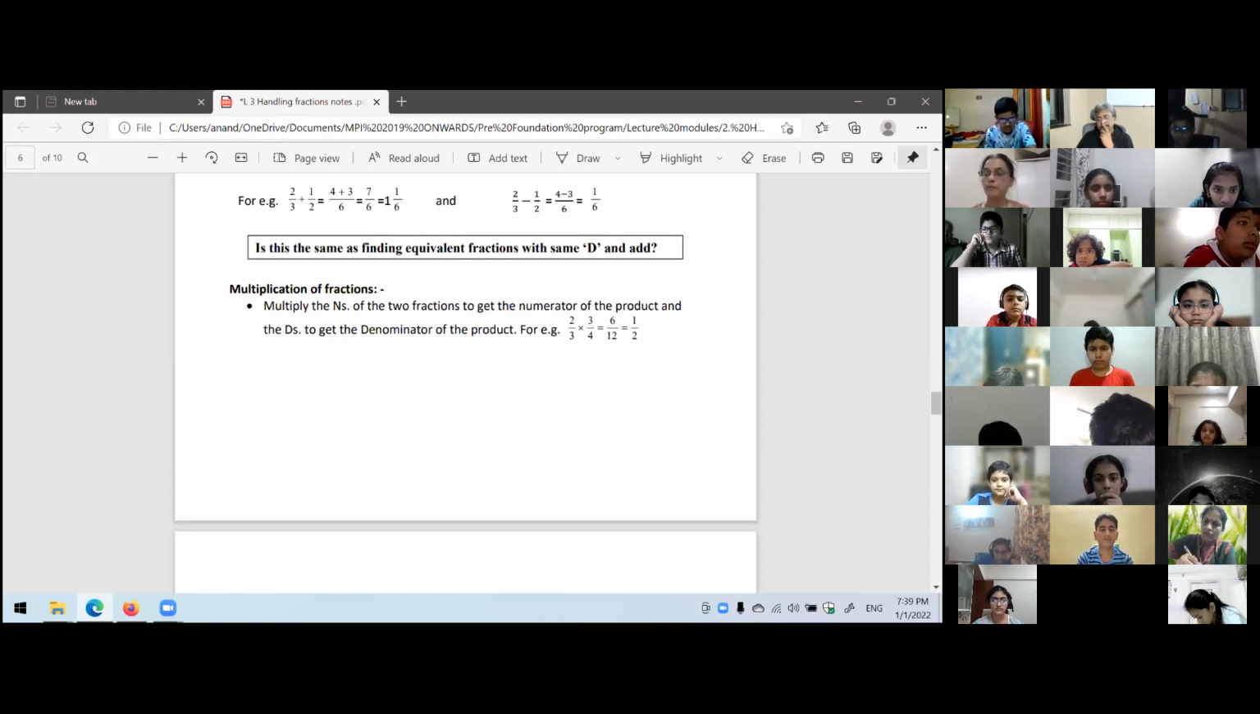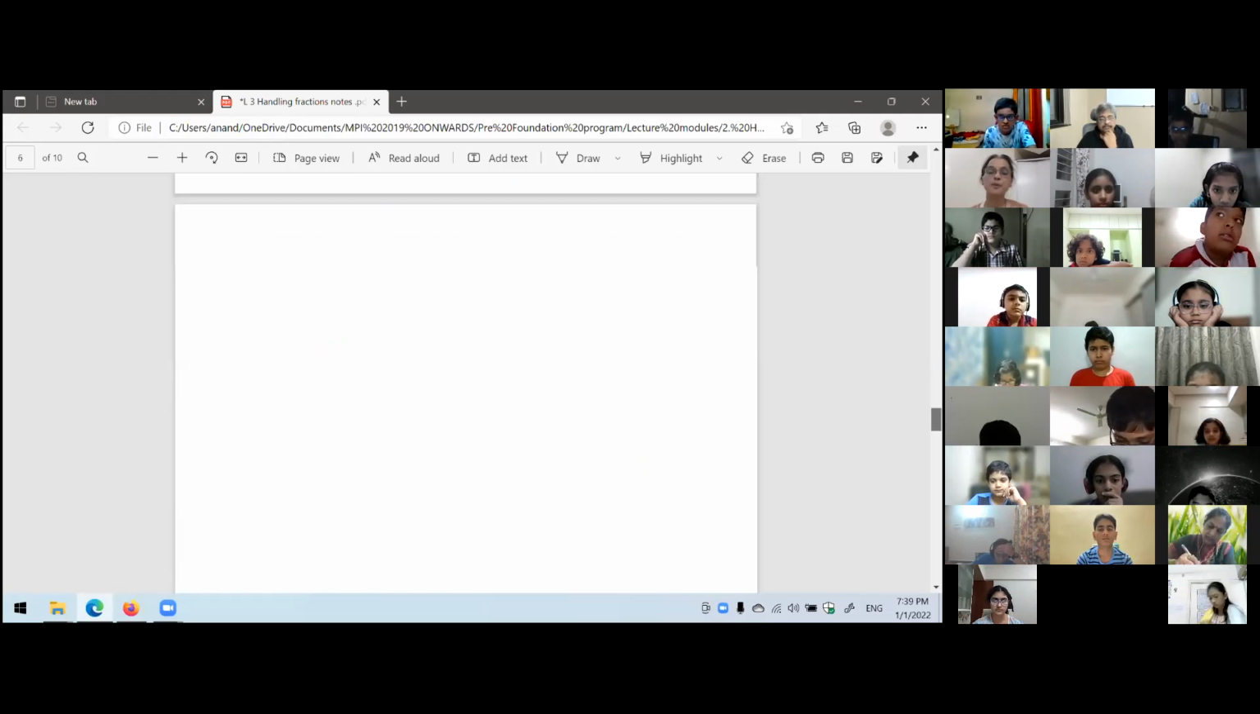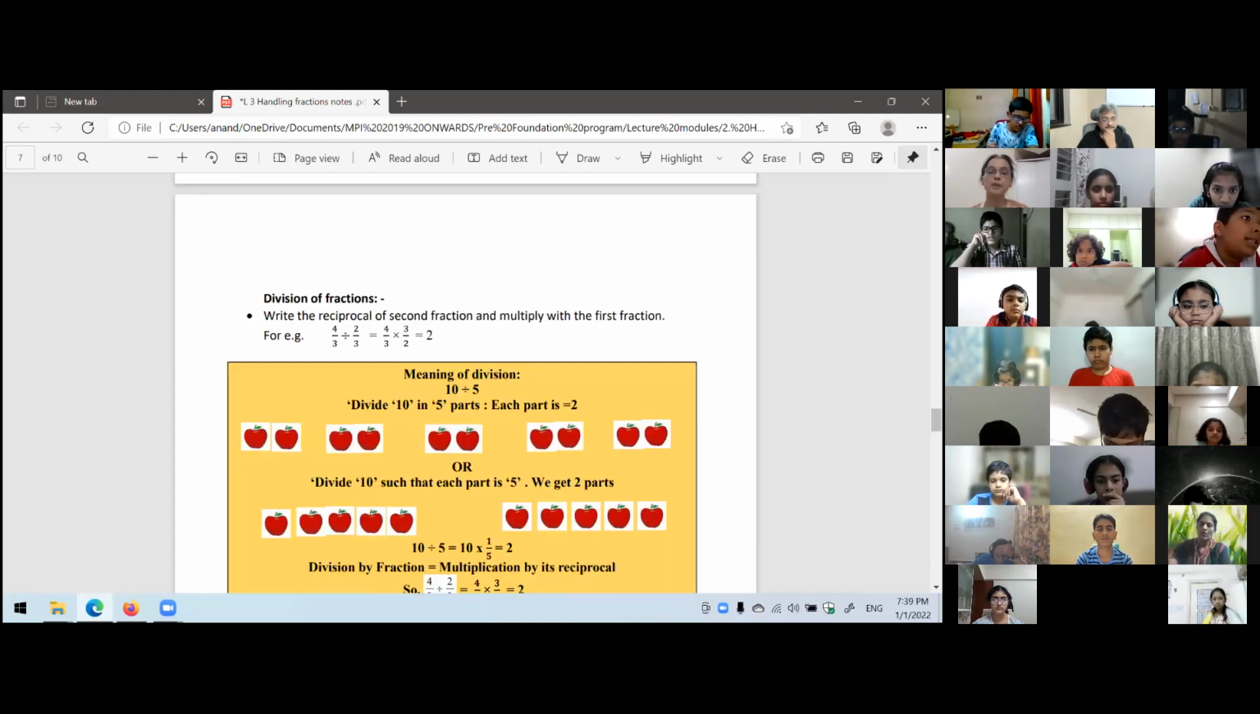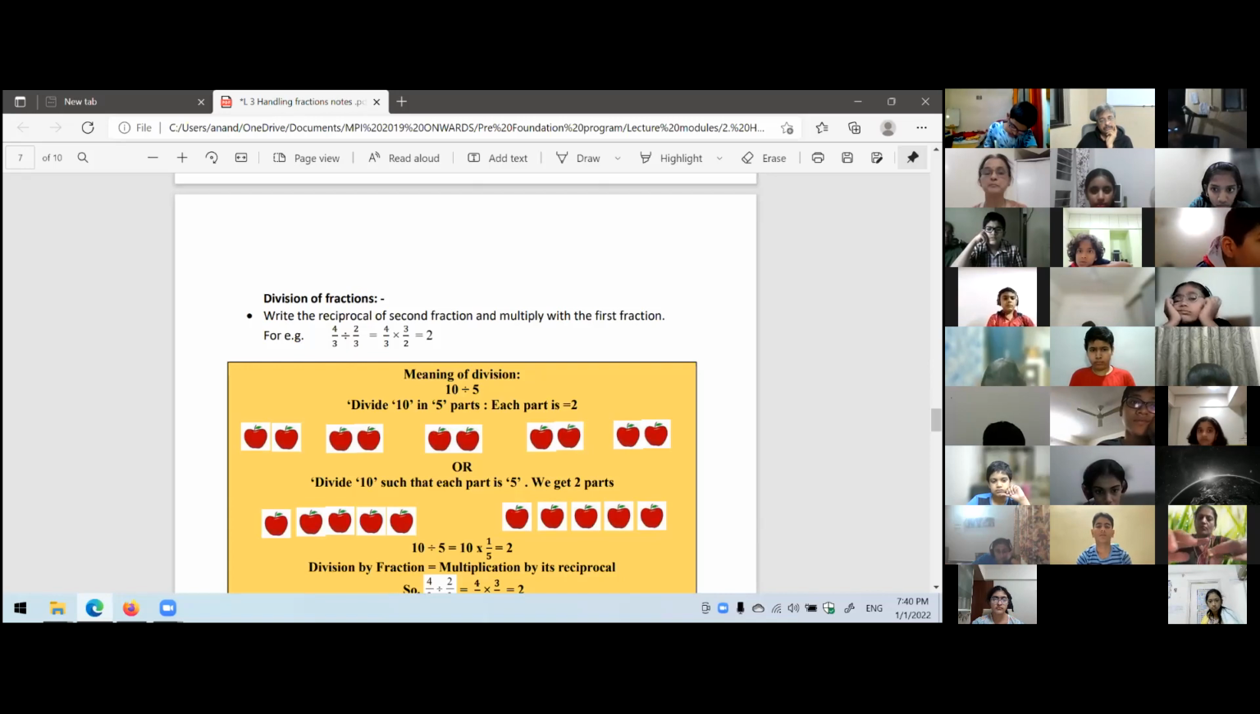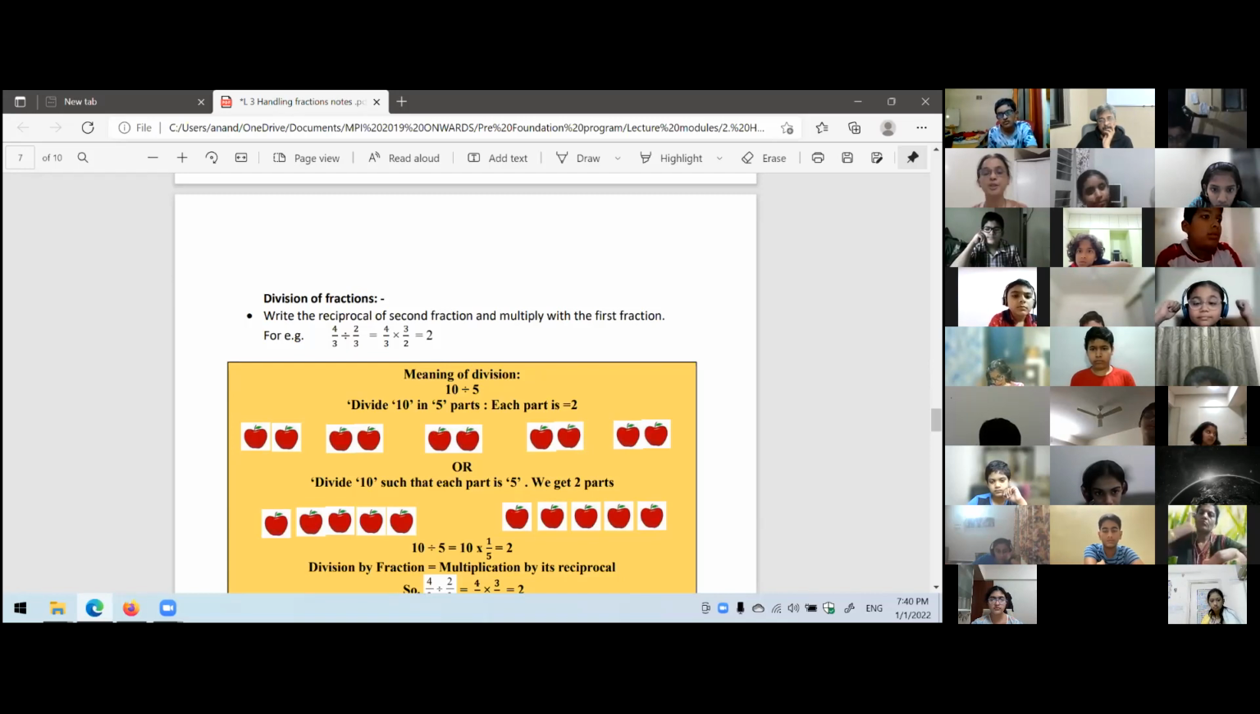Okay. And when I want to divide two fractions, division is opposite of multiplication. So when I divide 4 upon 3 by 2 upon 3, I will take the reciprocal of this. So 4 upon 3 is multiplied by 3 upon 2, the reciprocal of this. And what is multiplication? 4 3s are 12, 3 2s are 6. So 12 upon 6, which is 2. So division is multiplication by the reciprocal of the second fraction.